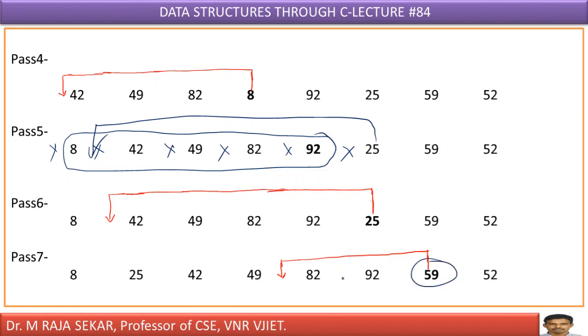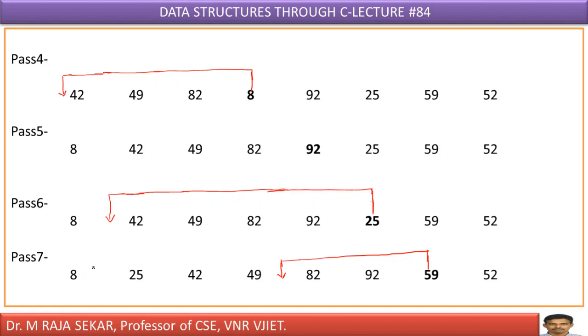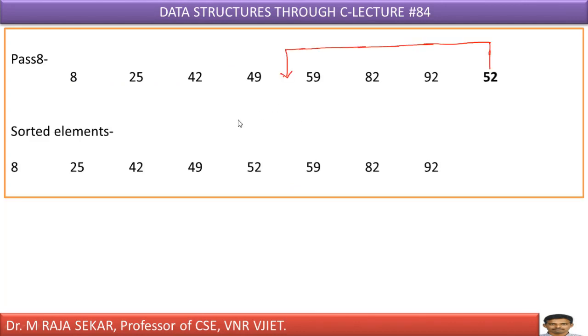Now what about 59? After keeping these elements, what are the possible positions for 59? First one, second one, third one, fourth one, fifth one, sixth one, seventh one. Therefore 59 can be inserted here. As 59 is in between 49 and 82, I must keep 59 in between 49 and 82, isn't it? That's what it says.